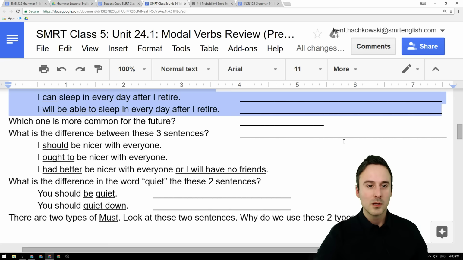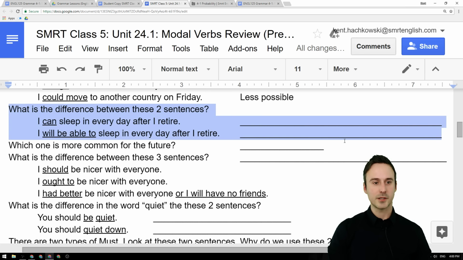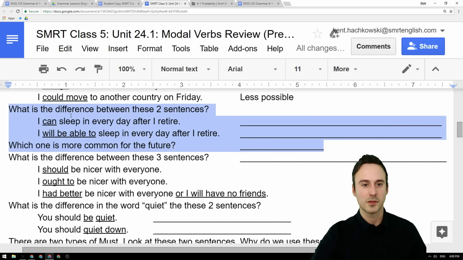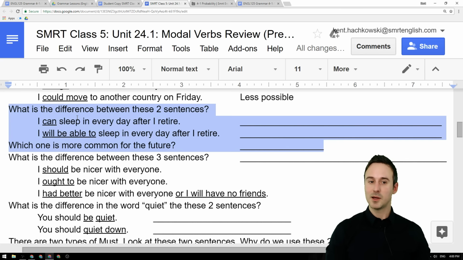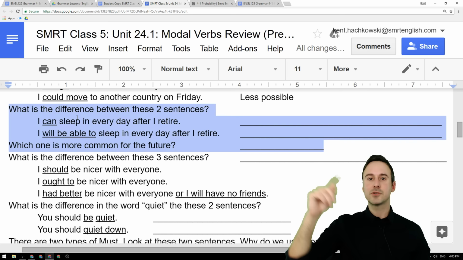Tricky. This one's a little trickier. I can sleep in every day. And one of these, and actually let me include this question because this one's important. One of these is more popular for using. Okay, so I can sleep in, it sounds like present, doesn't it? I can sleep in every day after I retire. When are you going to retire? So it's actually not the present, it's actually a future idea.